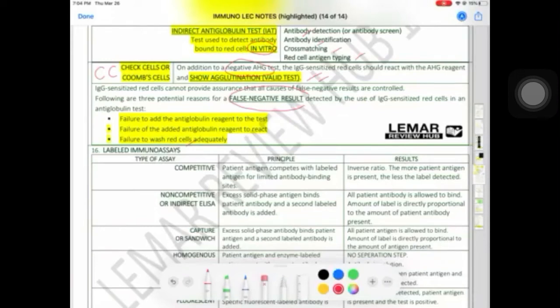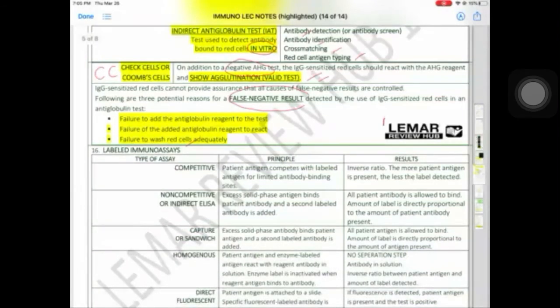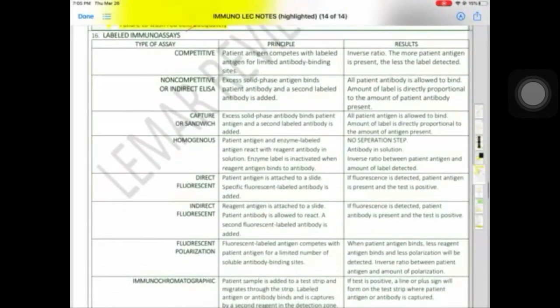So, mali po yung sagot na hindi na-add yung serum. So, tatlo po yung sagot dapat doon: hindi na-add ang AHG reagent, na-inactivate ang AHG reagent, or insufficient washing. Ano po yung mga halimbawa ng mga labeled immunoassay? Enzyme immunoassay, RIA, fluorescent immunoassay.